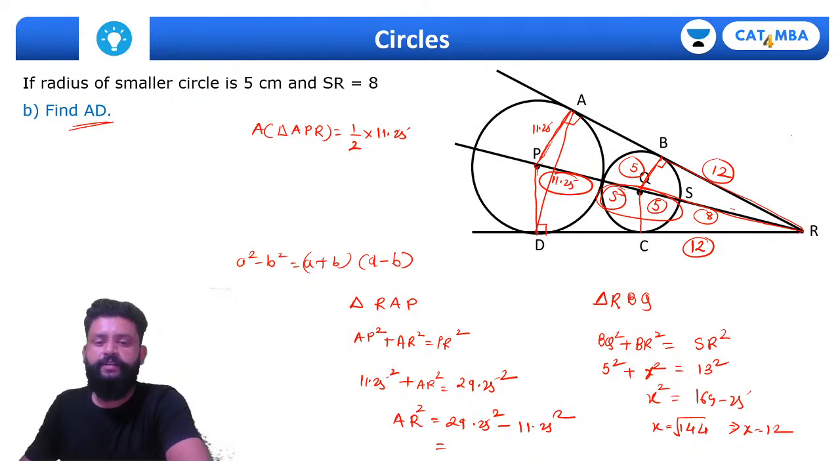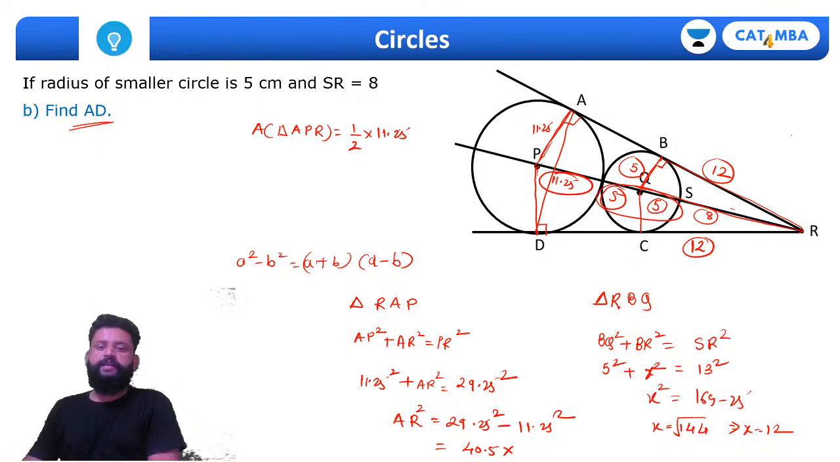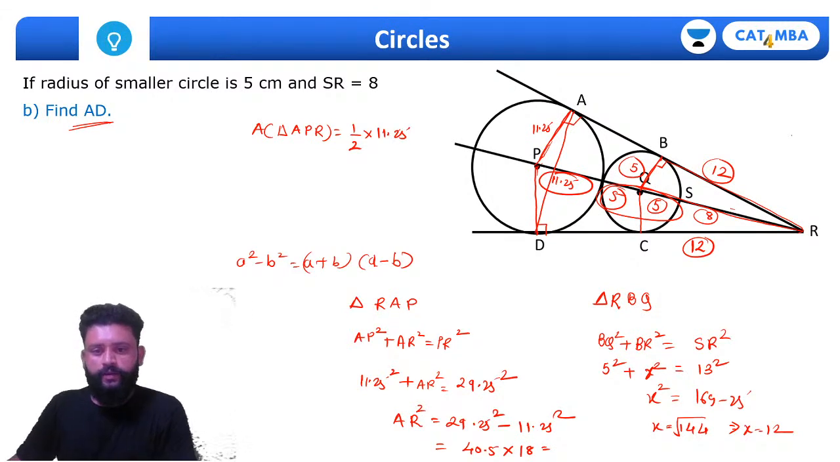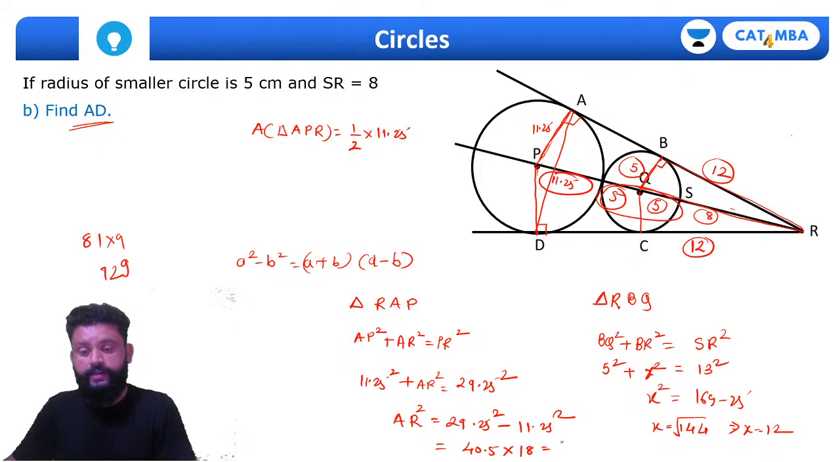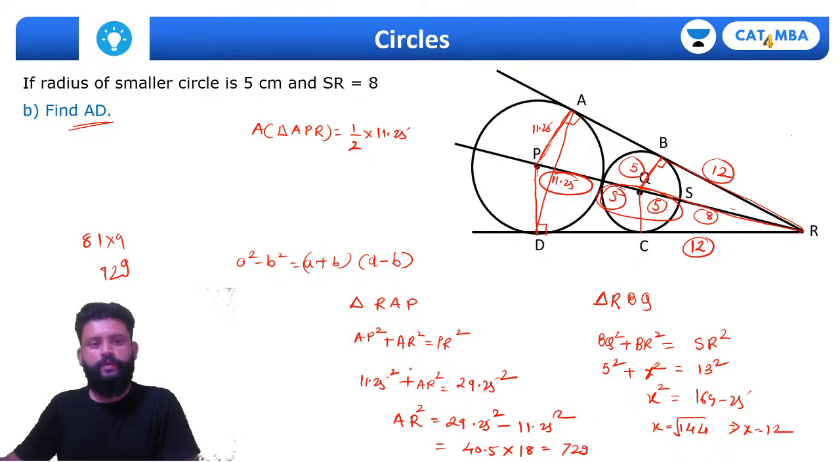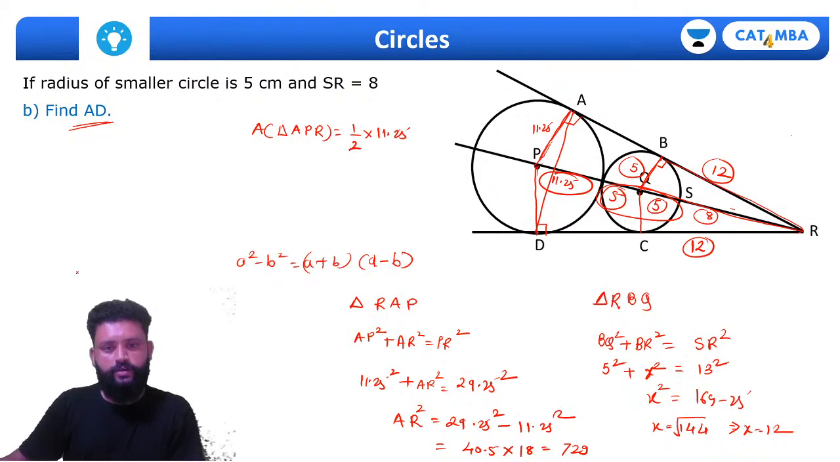29.25. 29 plus 11 is 40.5, into the difference of these two, if we take 29 minus 11 is 18, so I'll multiply it by 18. Okay, so it should be 40.5 into 2, it has to be 1 and 9, 722, sorry, it should be 729. Sorry, it's a perfect square.